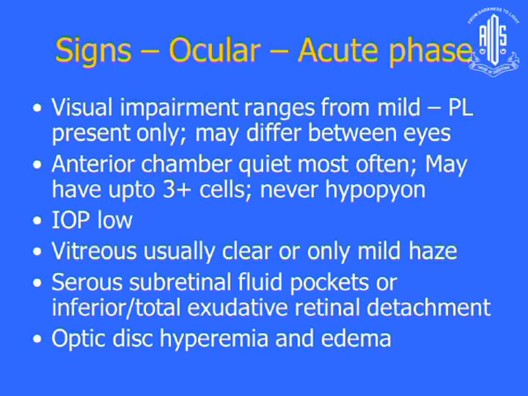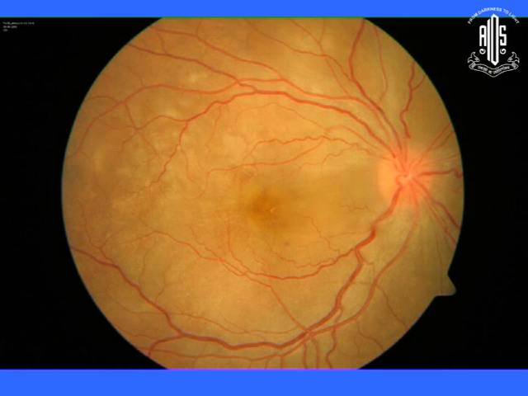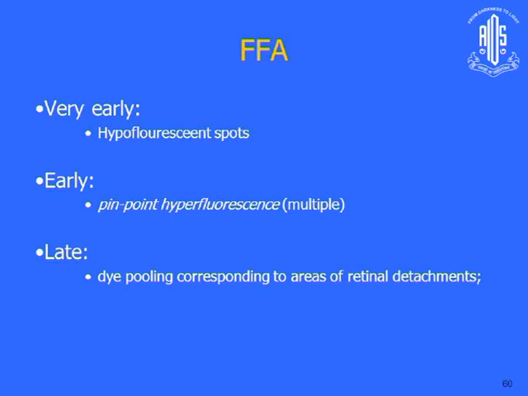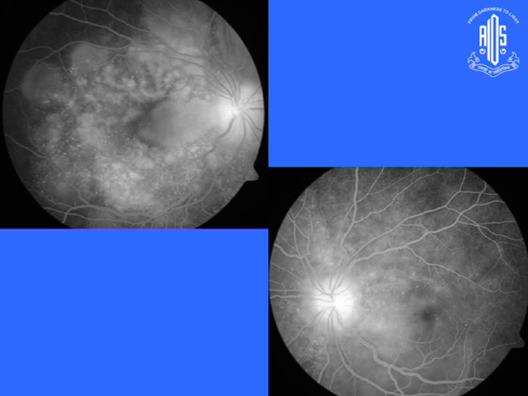So, what you see: visual impairment ranges from mild to PL present only, may differ between the eyes, and IOP is usually low. What you see is usually serous subfoveal or submacular detachments. If you look at the angiography, you see early hypofluorescent spots and a starry sky appearance in the late phases, the pinpoint leaks and also the fluid-filled spaces. So this is a typical picture. You can just remember this; if you see this on fundus fluorescein angiography, it's a direct diagnosis of VKH syndrome.